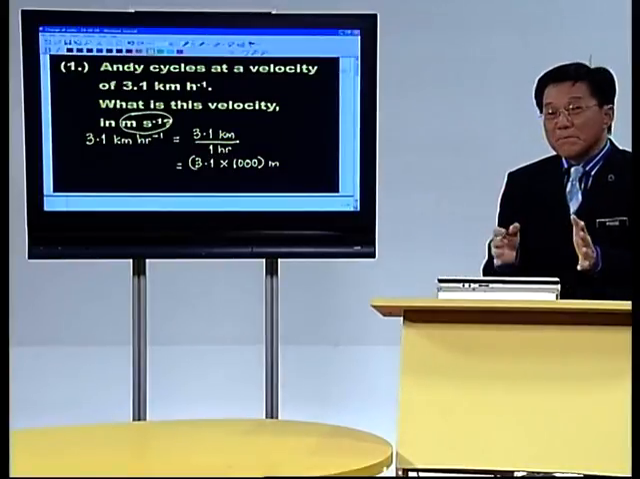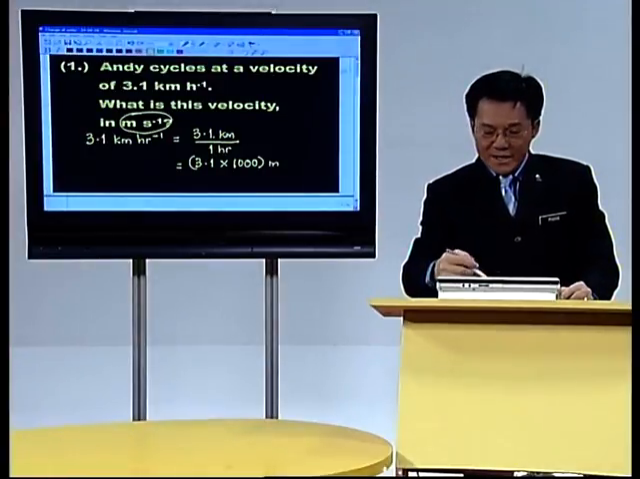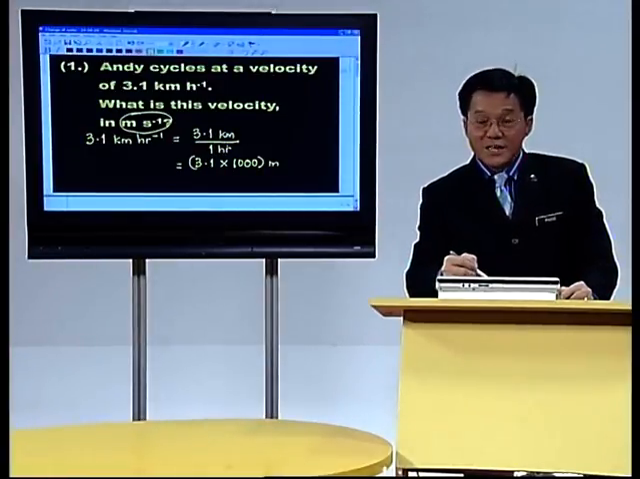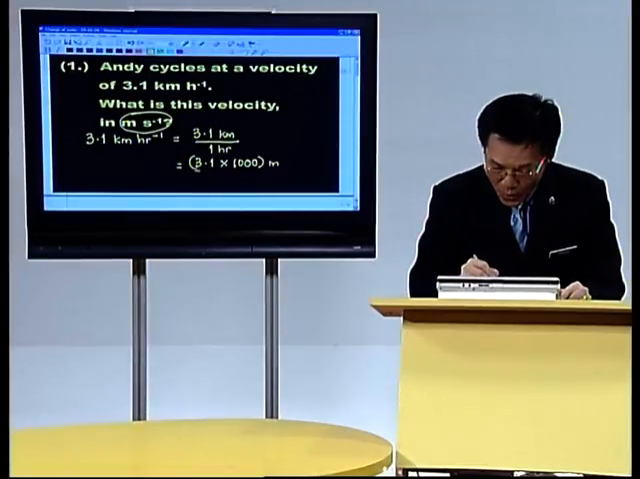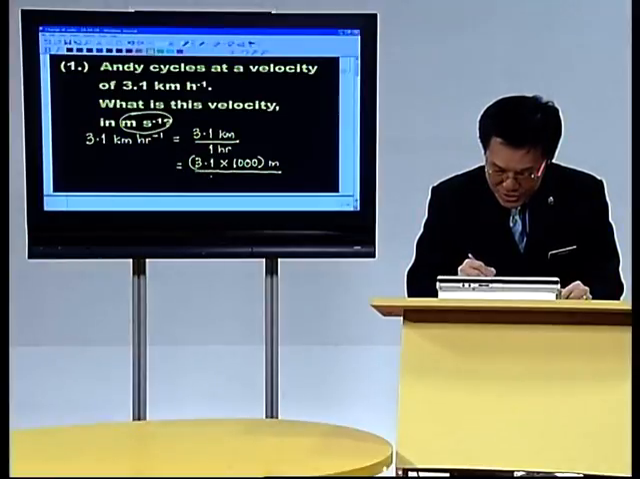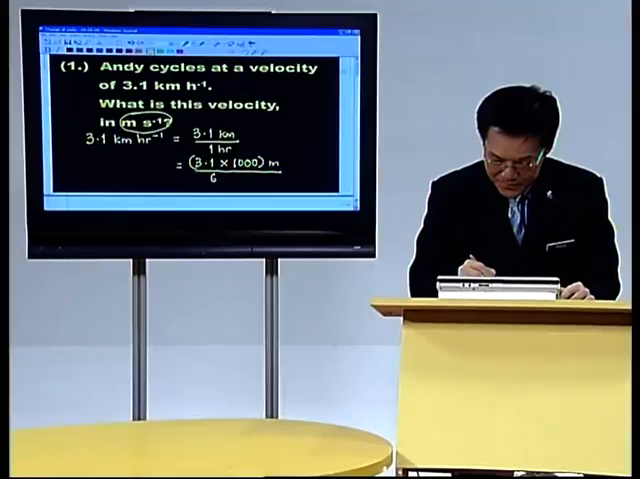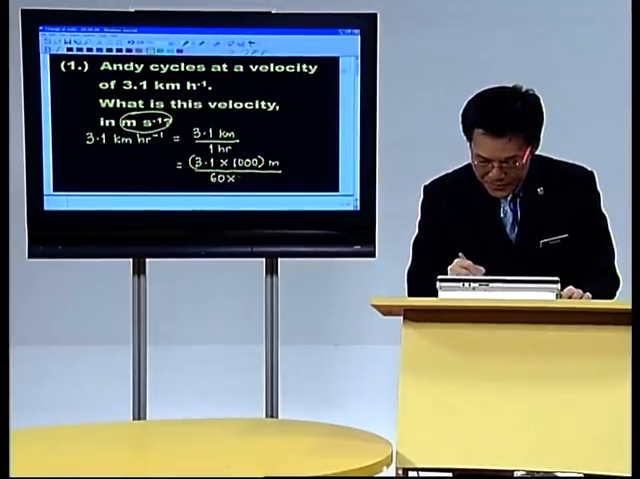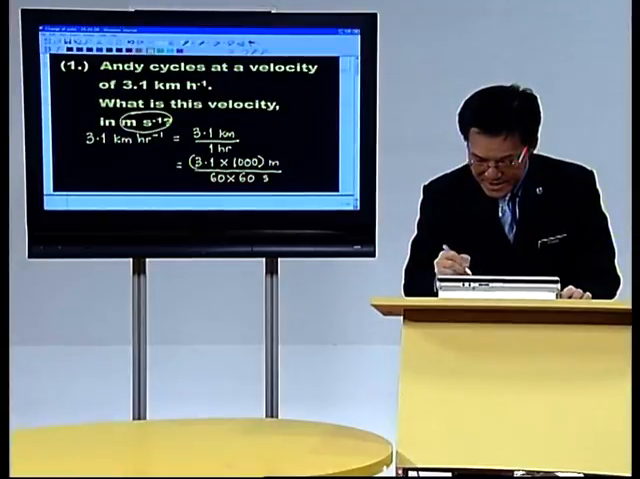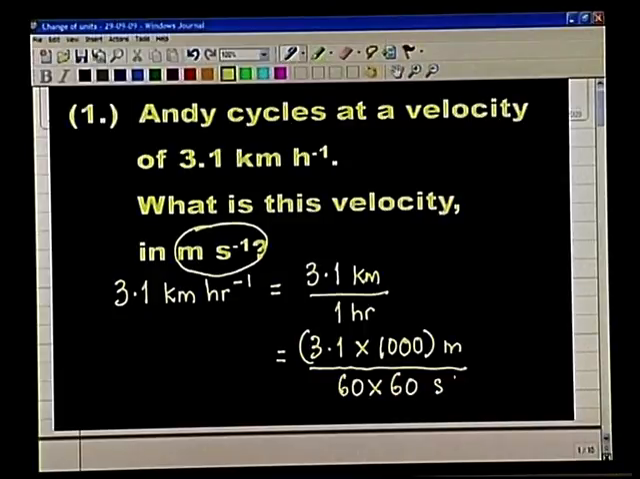Alright, now what about the per second? So at the denominator, or at the bottom of the fraction, you see that it is 1 hour. So I want to change the 1 hour, I change it to minutes. So 1 hour is 60 minutes, and 1 minute is 60 seconds. So this is in seconds. So I have got now meter per second.